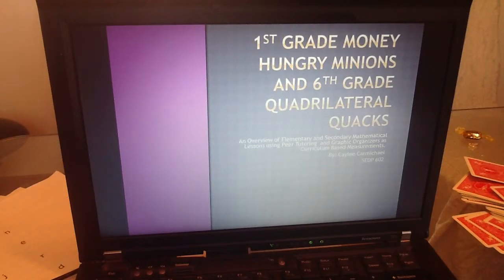First grade money-hungry minions and sixth grade quadrilateral quacks. An overview of elementary and secondary mathematical lessons using peer tutoring and graphic organizers as curriculum-based measurements by Kaylee Carmichael.